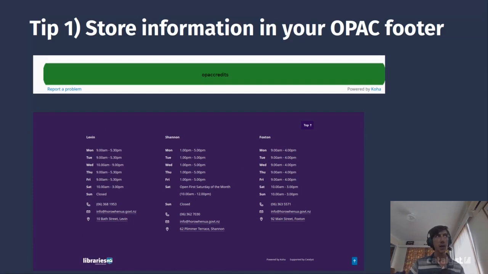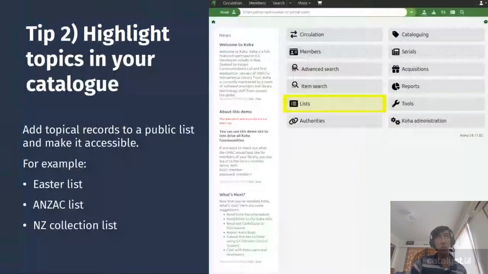Next, we're going to talk about some actual examples, a live example to show how you can use these HTML customizations. So the next thing we've got are second tips. Our first tip was add information to your OPAC header and footer. Secondly, if your library groups together themed or topical records of different topics into public lists.